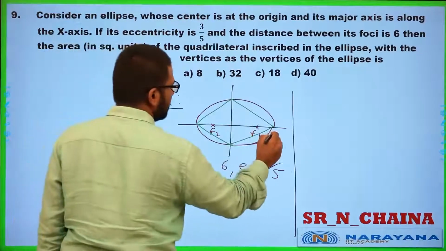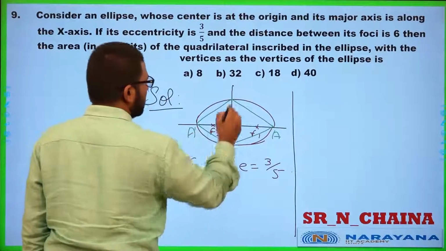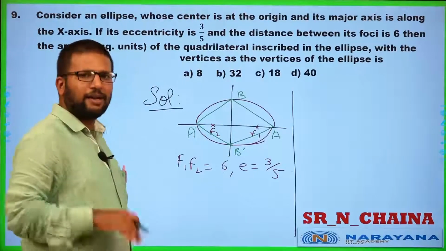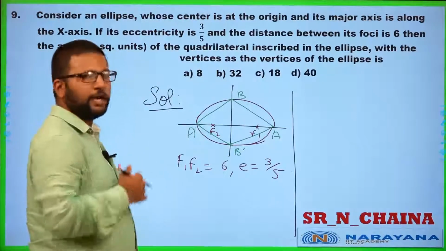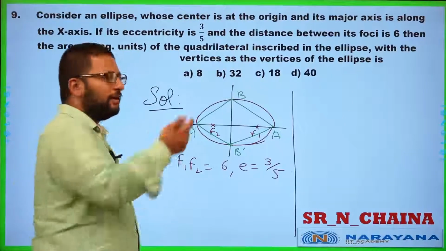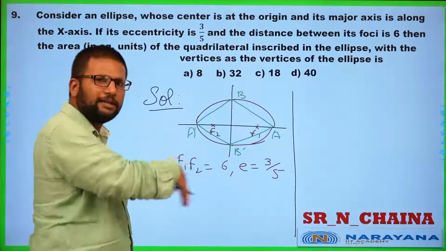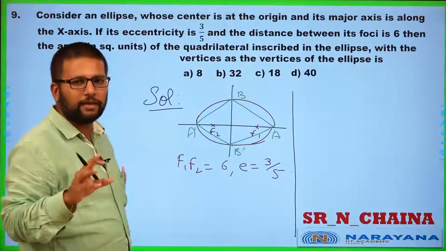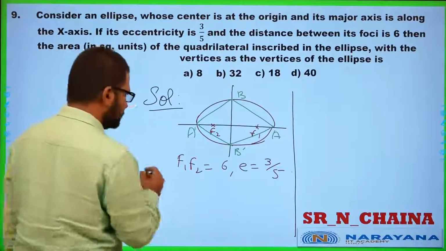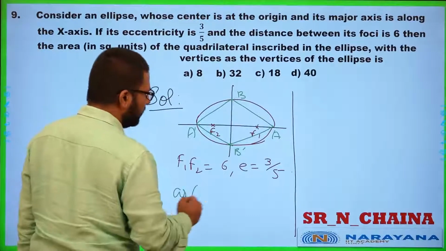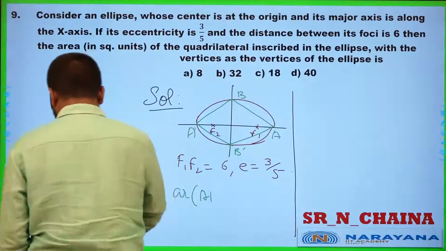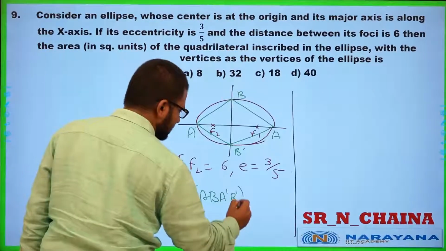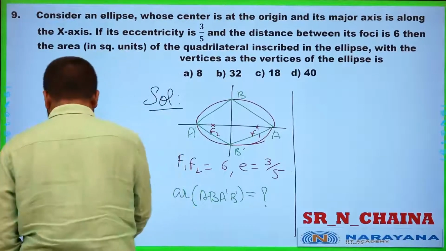Let us call that quadrilateral A B A dash B dash, right? Clearly it's a rhombus. We need to find the area of that rhombus. Obviously we need to first get the equation of the ellipse, get its major axis, minor axis, etc. From that, if I know the coordinates of A and B, everything else is obvious, right? So the area of A B A dash B dash is being asked, all right?